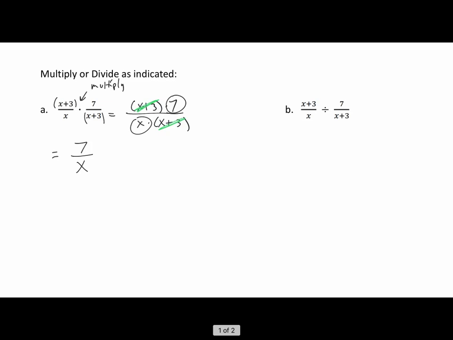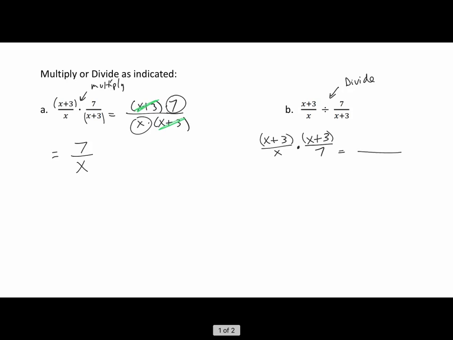Example B, which of these are we going to do? If you look at the sign here, that's the division sign. So we're going to divide, which means multiply by the reciprocal. So I'm going to leave the first rational expression the same, change division to multiplication, and then flip the denominator and numerator of the divided rational expression. So then I'm going to multiply across.